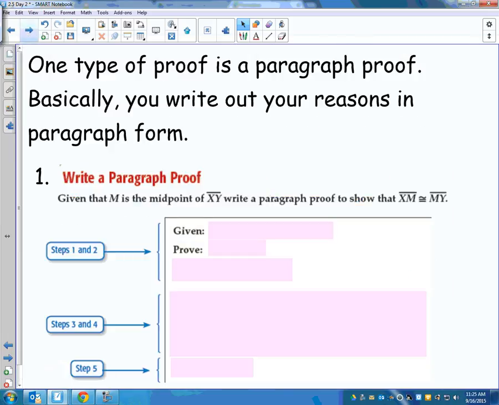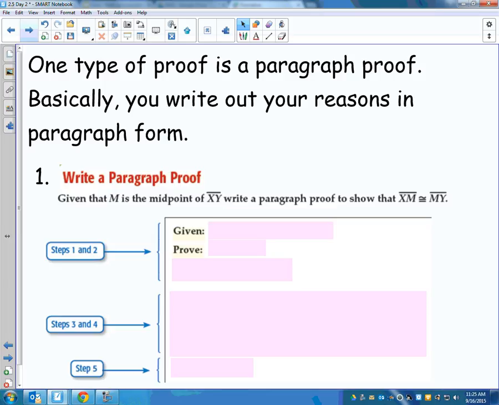So the type we're focusing on today is a paragraph proof, and basically you're going to write your statements and reasons in sentence form. We're going to make a paragraph out of it. And so we're going to write a paragraph proof for this problem here. I wanted to relate the steps to what we're trying to prove so you can see what I'm talking about here.